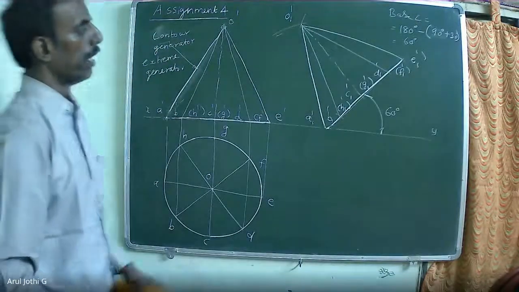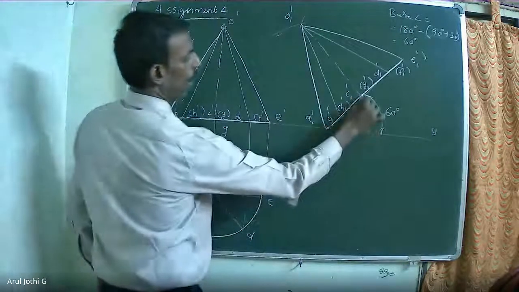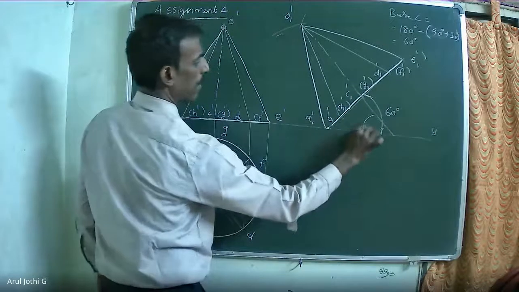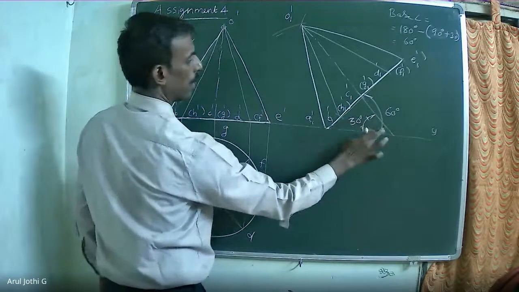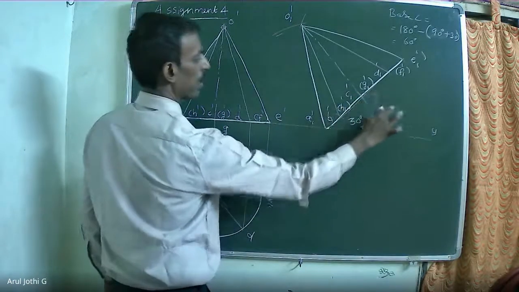Now we have rotated the front view. After this, extend this axis line. Now the axis is inclined 30 degrees to HP. You should not mark the base angle in the diagram because that is not the required condition.